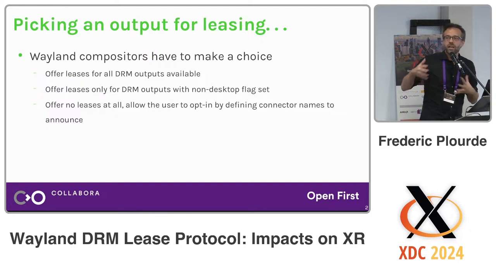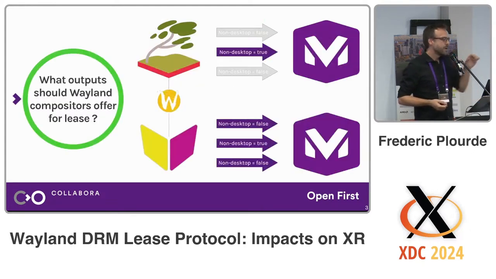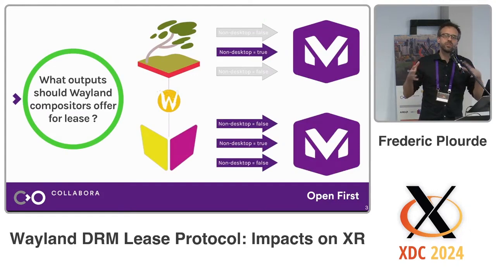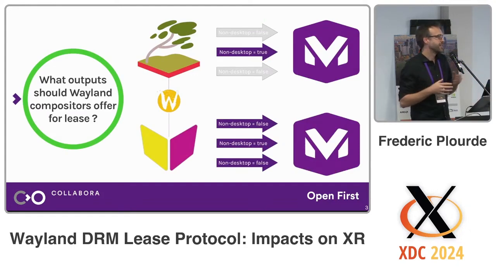and just let the users opt in using whatever means, maybe naming the connectors from an external point of view. And so here are two scenarios that we faced. So we had 2 or 3 months ago, I think, some issues on the Monado side of things.